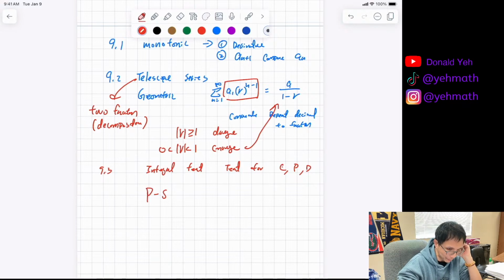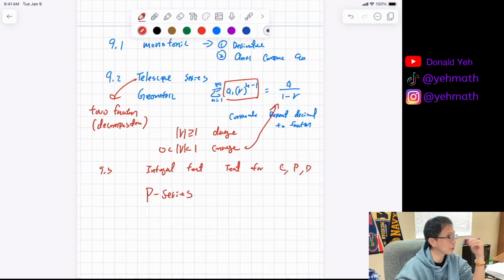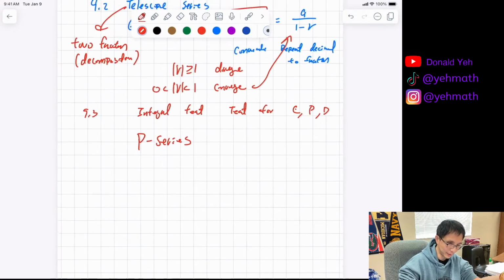P series is my favorite series because they are too easy. P series and geometric, minimum. Anybody going to Calc 2 should understand P series and geometric because they are so easy. Like, even cavemen can do it.